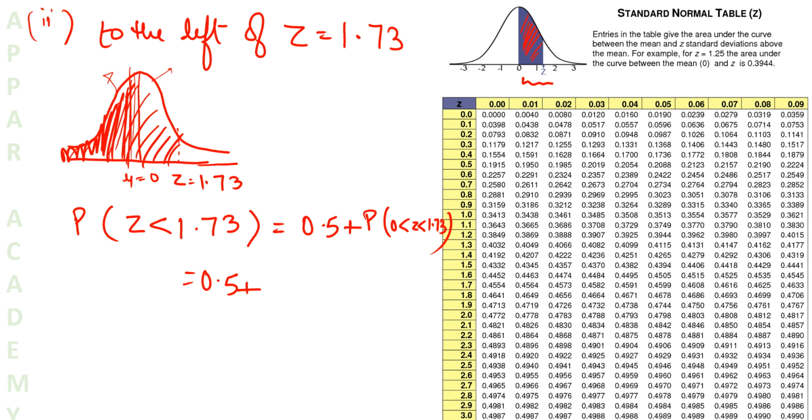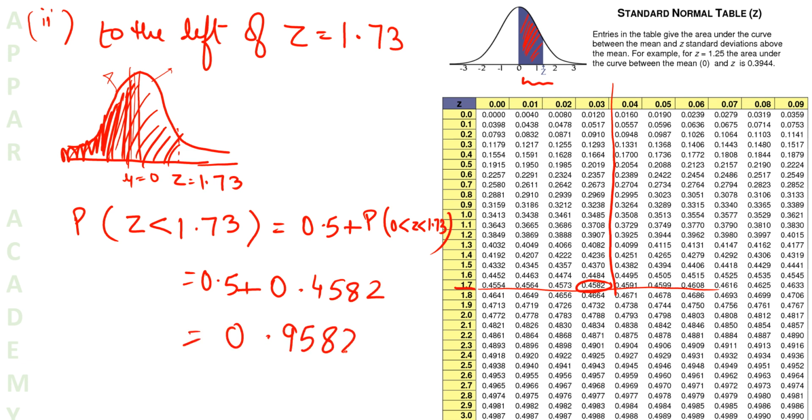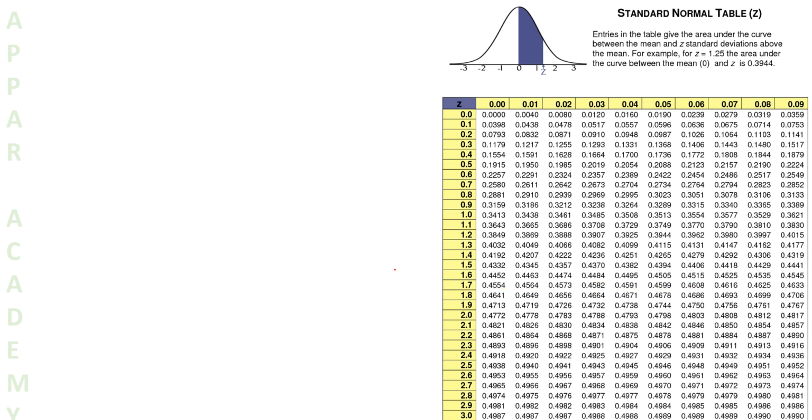For 0 and 1.73, in the rows part we'll see 1.7, which is here, and then 0.03. So let's mark this row, and 0.03 is here. So can we say this is this value? For you it's easier. So this is 0.5 plus 0.4582, so this is 0.9582, right?